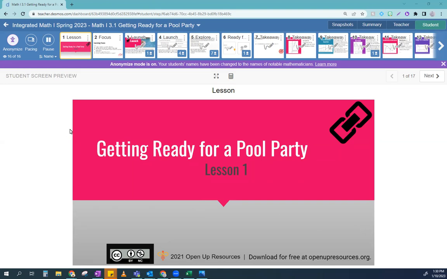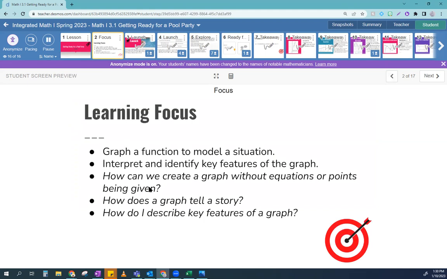We're going to do 3.1, which this whole unit is about functions and different, you'll see. So the lesson is actually called Getting Ready for a Pool Party. Okay, so now here's our focus. We're going to graph a function to model a situation and interpret and identify key features of the graph.